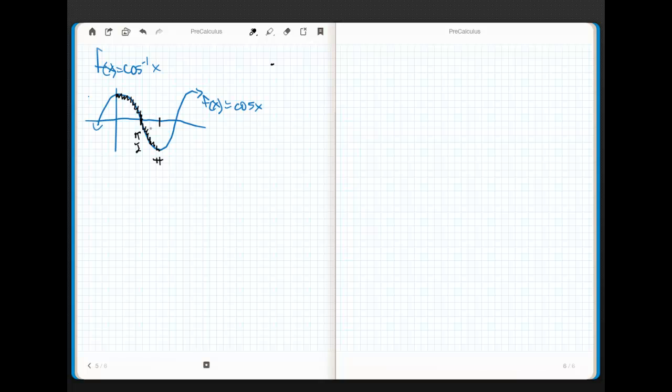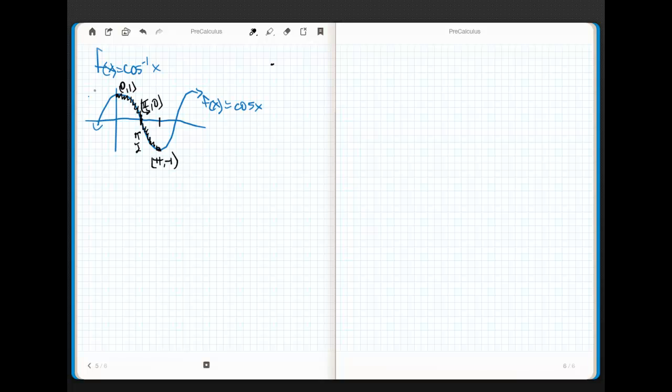Okay, so exactly like we did with the inverse sine, we're just cheating. We're stealing a part of the function that is 1 to 1. Now, let's name these points real quick because this will give us a little bit of focus. This is 0, 1. This is pi halves, comma 0. And then this point down here is pi, comma, -1.